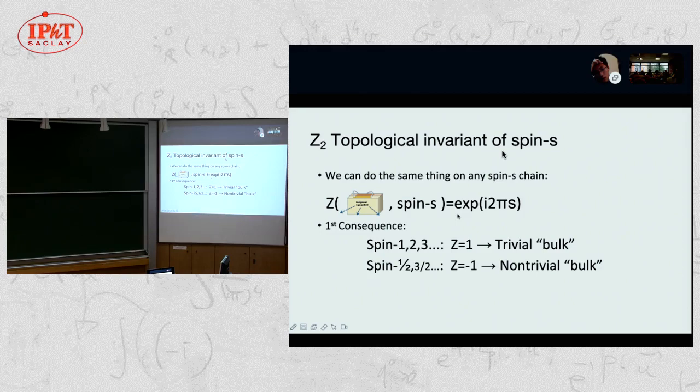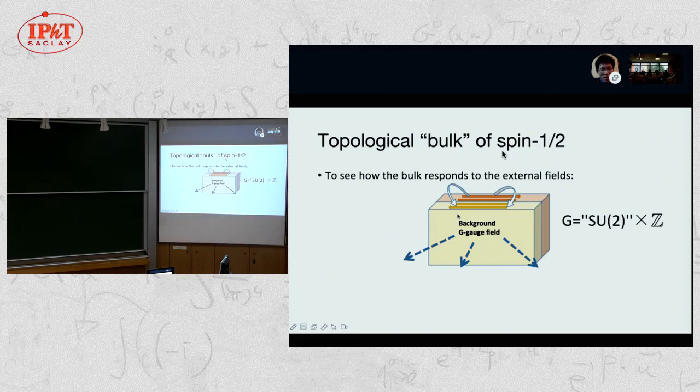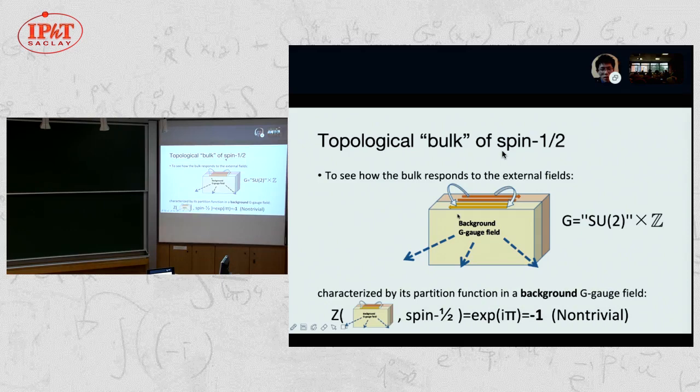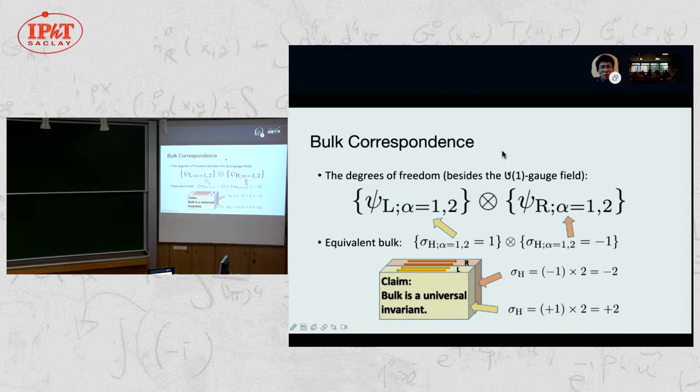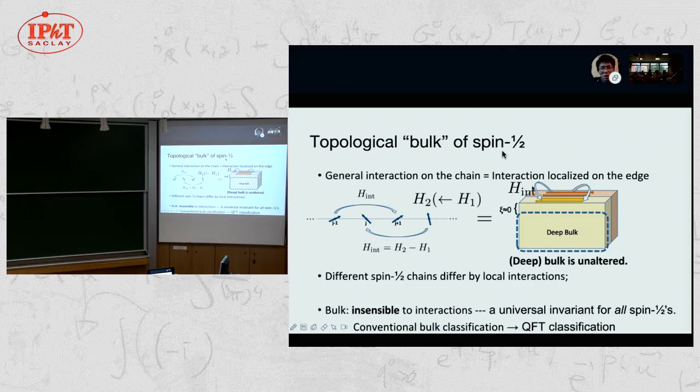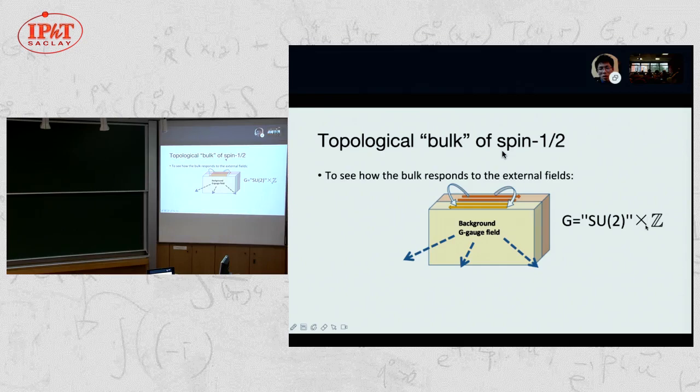So I understand the question. Here we use the background gauge field. Of course, there is also a dynamical U(1) gauge field here. But the global symmetry is the spin rotation and the translation symmetry, so we introduce the background gauge field. It's not dynamical; we don't sum over the background gauge field configurations.